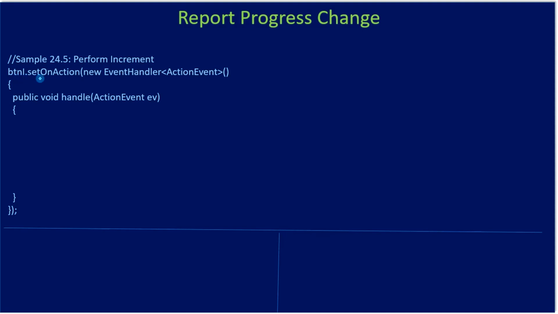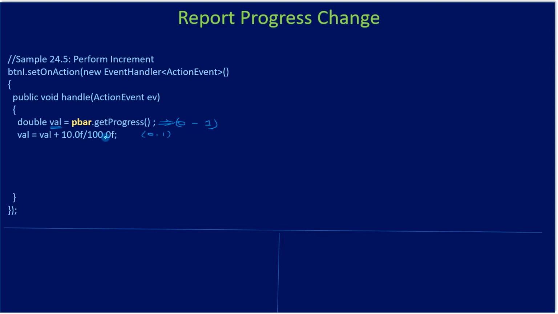Next, to button 1, this is the increment button 1, setOnAction. We are handling the event. Then progressBar.getProgress. So this will tell us what is the current progress. Then to the value we are doing the increment 10 divided by 100. Why? Because what this will return is a value between 0 to 1 representing the progress percentage. So when we want to increment it by 0.1, that's what we are doing.